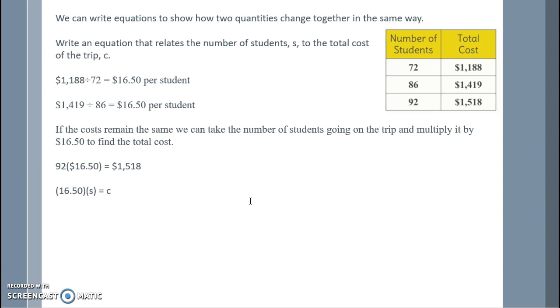We can also reason with the different properties of multiplication and division. So we could do the inverse of multiplication and divide each side by S. So cost divided by students is 16.50, which is what we did up here. Or another equivalent one would be cost divided by 16.50 would give us the number of students that we have. So there are 3 different ways that we could represent this. It just depends upon the context of the problem which type of equation we should use.